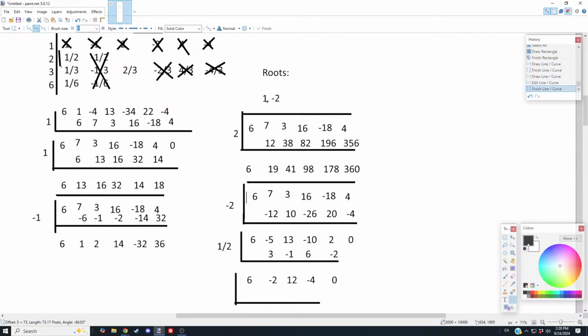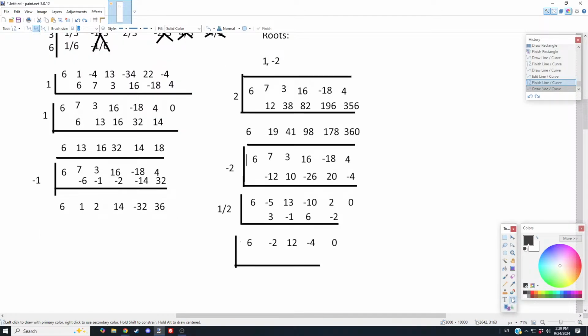This is not ruled out as being a multiple, like it could be a multiple root. We haven't ruled that out. So let's try 1/2 again.